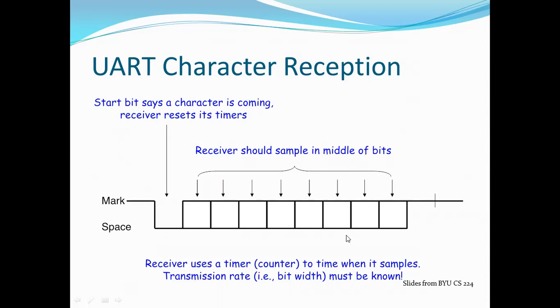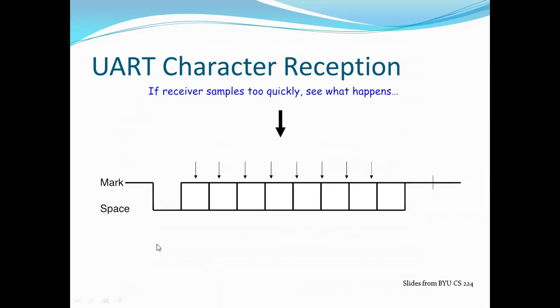The receiver uses the timer to time when it samples. The transmission rate must be known to the receiver. That is why the receiver resets its timer, so that it can cope with the sender's transmitter. In character reception, what happens if a receiver samples too quickly?